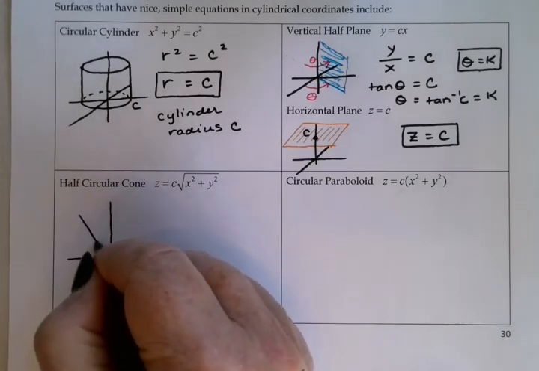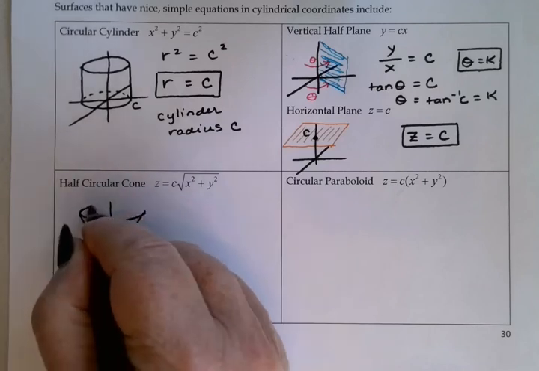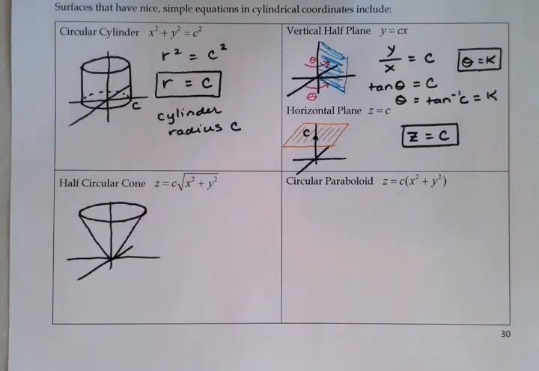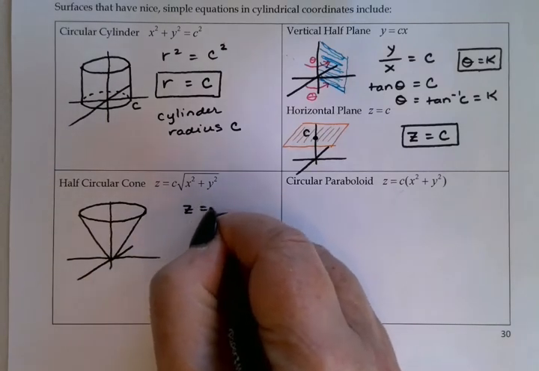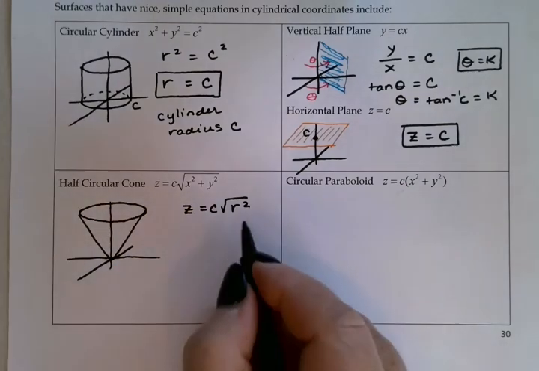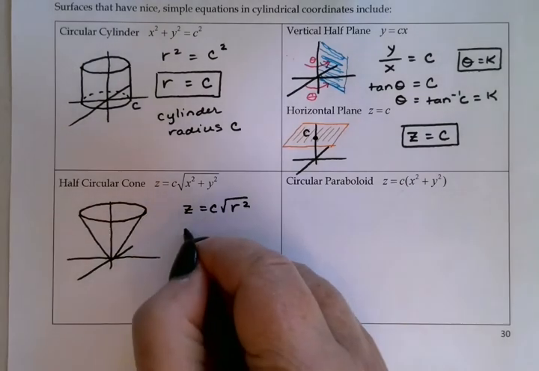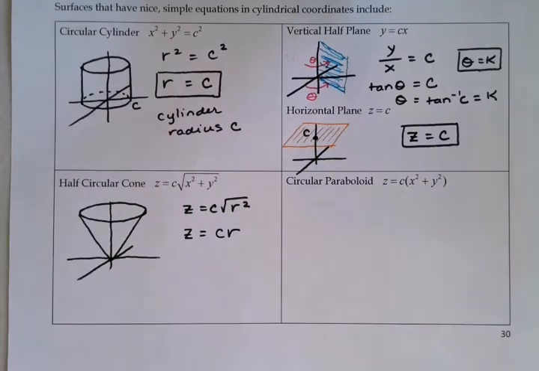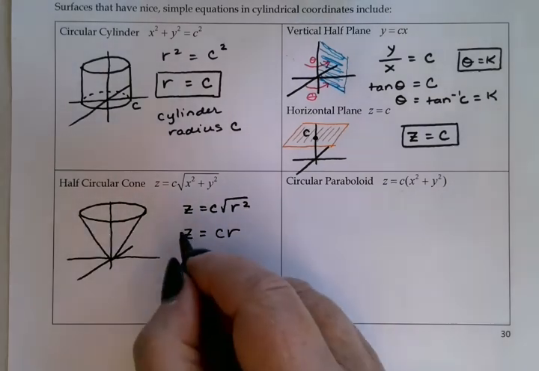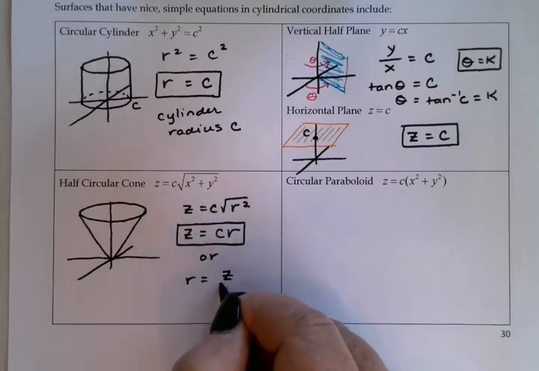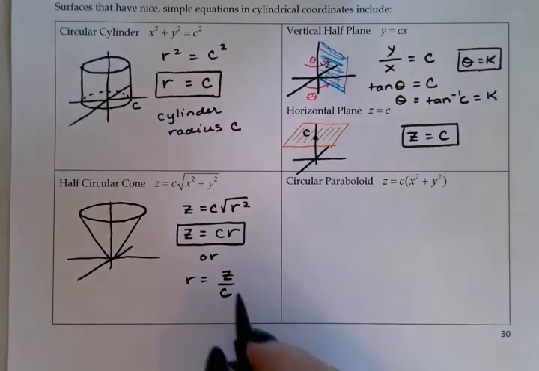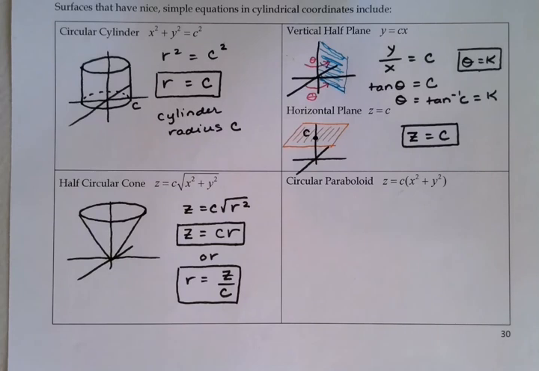So this looks like that top half of the double napped cone. Let's think about what that would look like now in cylindrical coordinates. Again, x squared plus y squared is simply r squared, and the square root of r squared is r, since I'm only worrying about positive values of r. So z equals a constant times r, or r equals z divided by a constant, although that could just be multiplied by a different constant, will give me the equation of a half circular cone in cylindrical coordinates.